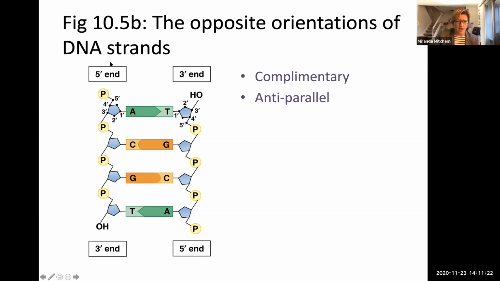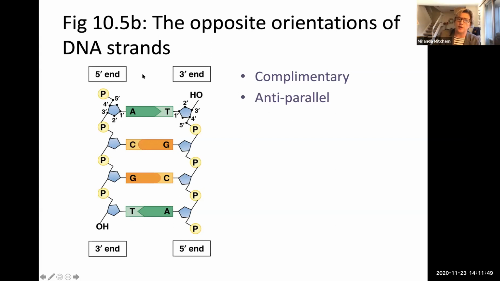It goes 5' to 3' on one strand, and then the next strand is 5' to 3', but in an opposite orientation. So they're complementary because of the base pairing, A to T, C to G. And the sequences are indeed the mirror image of each other all the way down the molecule.